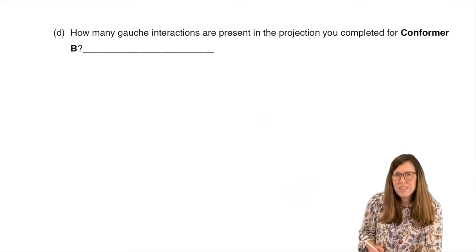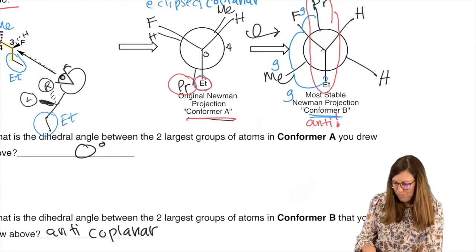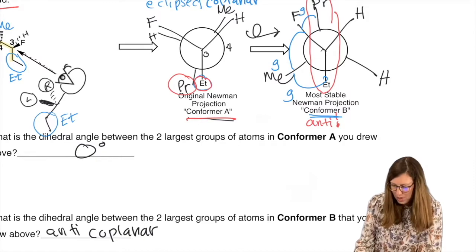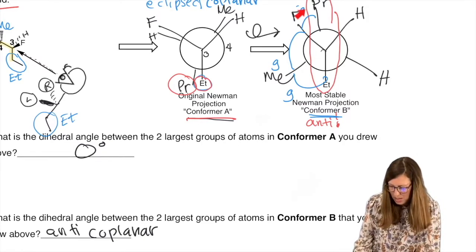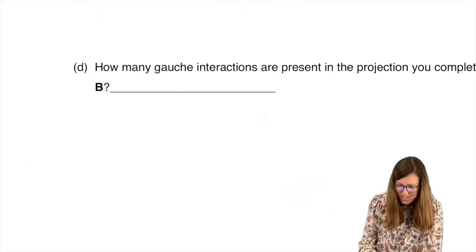Wait a minute, I didn't count them. What are we going to really say? 1, 1, 2, 3. So we're not going to say 0, we're going to say 3.